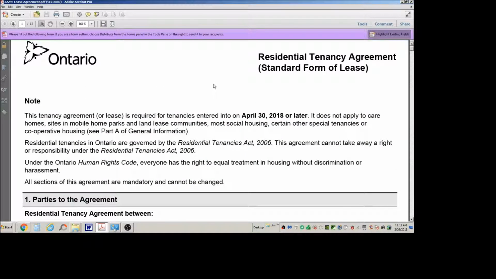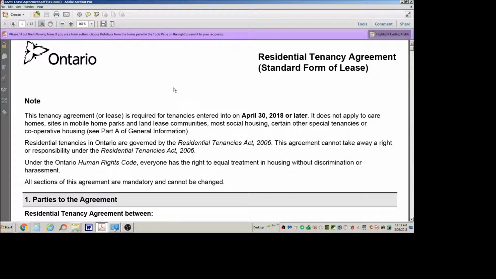So as you see, I have the open lease agreement right here. It's a new provincial document that is going to be effective for all tenancies in Ontario as of April 30, 2018. I am not sure if other provinces have standardized their lease agreements, but Ontario finally did. So you can see it's right here.